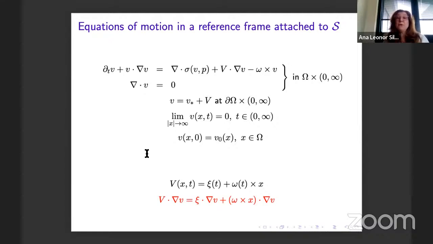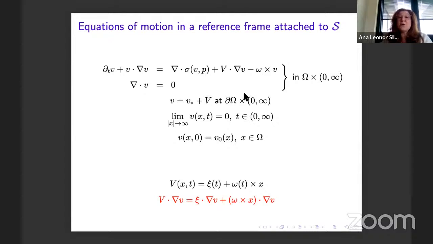So what we are going to do is to consider a reference frame that is attached with the rigid body. So the origin of this reference frame is going to coincide with the center of mass of the rigid body, and then we are able to write the Navier-Stokes equations in a domain which is known and is independent of time. This is good for us because before the domain was also an unknown in the problem, and now it is not anymore. So this is good, but we pay a price with this, which is the following.